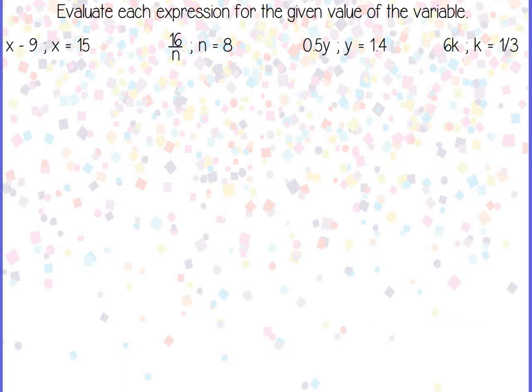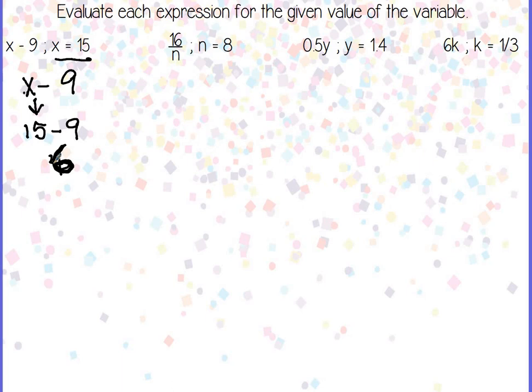All right, so let's give it a shot. We're going to evaluate each expression for the given value of the variable. So here I have the expression x minus 9 when x is equal to 15. So wherever I see x, I replace it with 15. So if I have x minus 9, I substitute the 15 in for the x. So the x goes out, the 15 goes in. I have 15 minus 9, so that expression would be equivalent to 6. I don't know why I wrote 4, but it's 6.